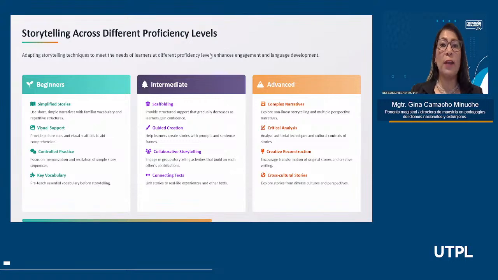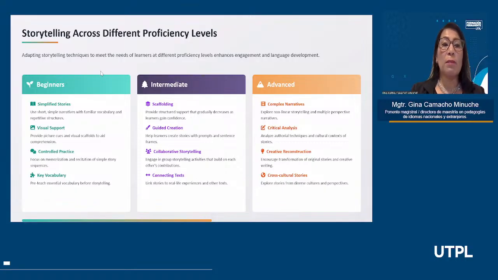Storytelling across different proficiency levels. You can also adapt the storytelling techniques to meet the needs of the learners. Remember that you always have to think about what your students need, what their main interests are, okay? And based on that, you should prepare the material they might need, considering also the different learning styles. And you have to try not to leave any student behind, but all of them should learn at the same rhythm.